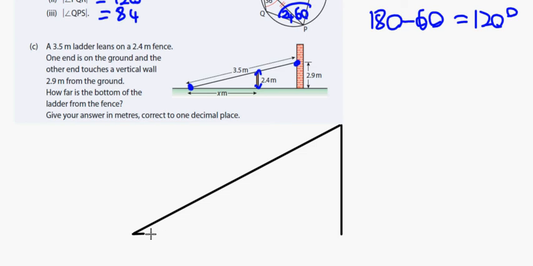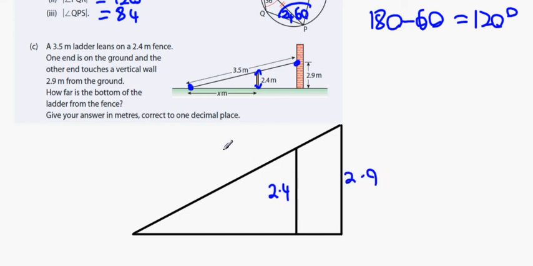So this here is a 90 degree angle. The 2.4 is pretty close in length to the 2.9, so we'll put it up here. So this here is 2.4. This one here is 2.9. The whole thing here is 3.5. So from here all the way to here is 3.5. And I have to find out what x is.